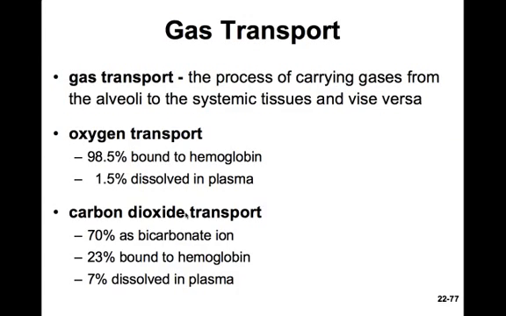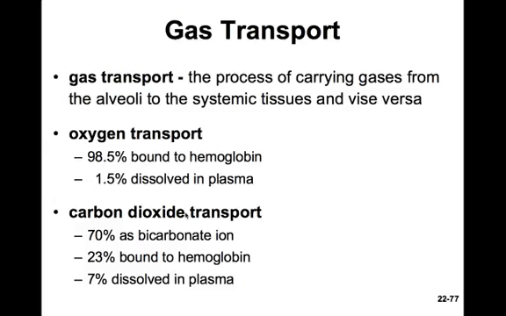Now let's address how gas is actually transported. Gas transport is the process of carrying gases from the alveoli to the systemic tissues and vice versa. In this section, we'll explain specifically how gas loads and unloads. In oxygen transport, about 98.5% of it is actually bound to hemoglobin, and about 1.5% is dissolved in the plasma itself.